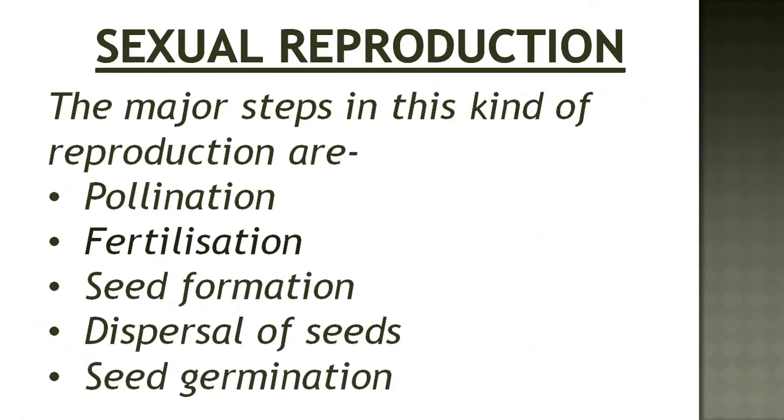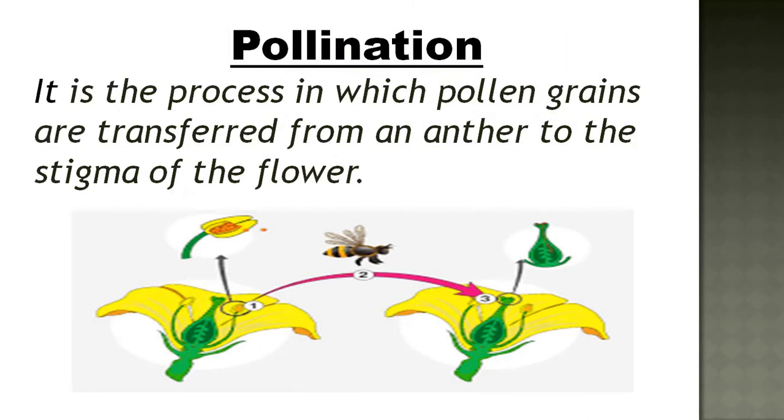In plants, sexual reproduction completes in a few steps. The major steps in this kind of reproduction are pollination, fertilization, seed formation, dispersal of seeds and seed germination. Children, in today's class I'll discuss pollination, fertilization and seed formation, and the rest, dispersal of seeds and seed germination, we'll discuss in the next video. Okay, so let's start with pollination.